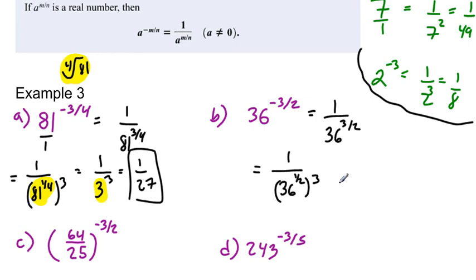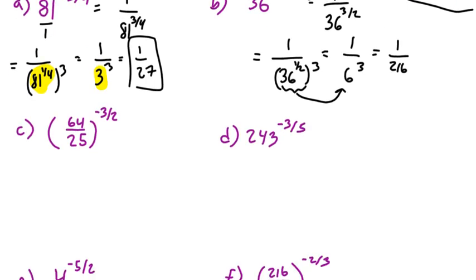And what is 36 to the power of 1 over 2? Well, isn't that the square root of 36, or just 6? So that's going to be 6 to the power of 3. So 36 to the power of 1 over 2 is just 6. And then 6 to the power of 3, 6 times 6 is 36, times 1 more 6 is 216. All right? Now look at C.